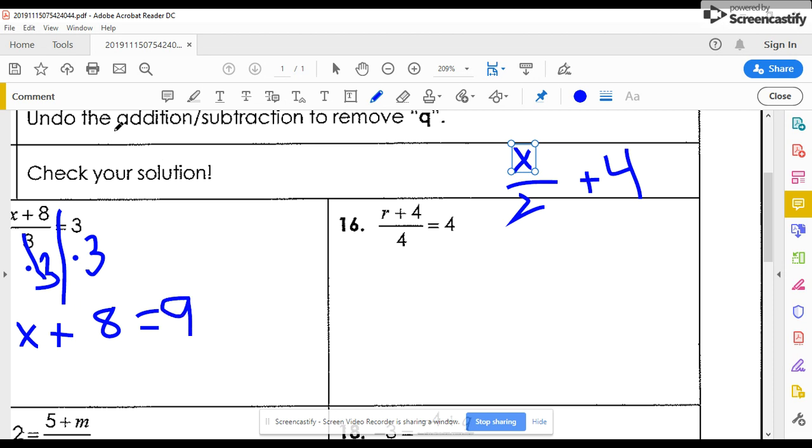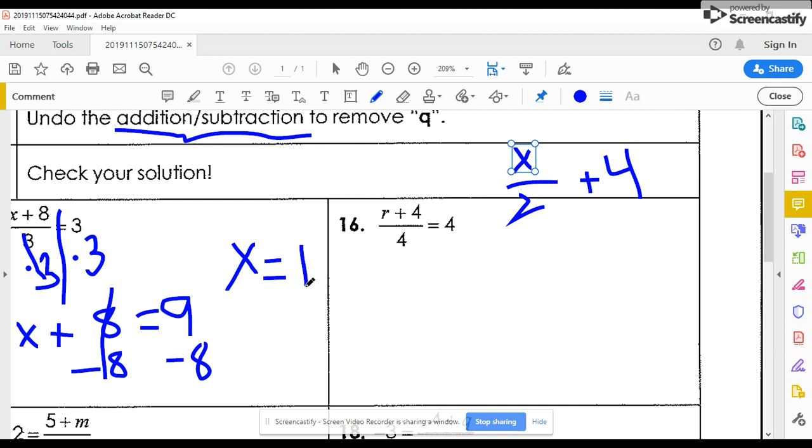So now we'll do the addition or the subtraction. So this is plus 8. Opposite of plus 8 is minus 8. So minusing 8 from both sides. The 8's cancel, and 9 minus 8 is 1. So final answer, x equals 1.